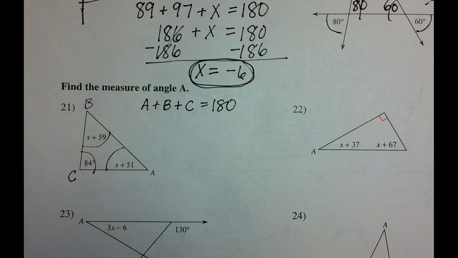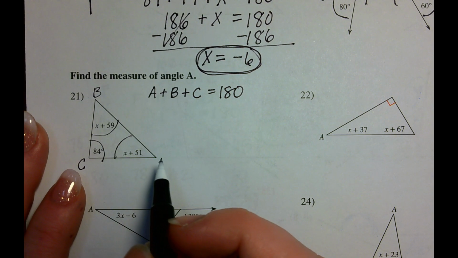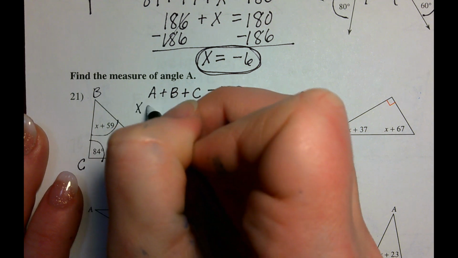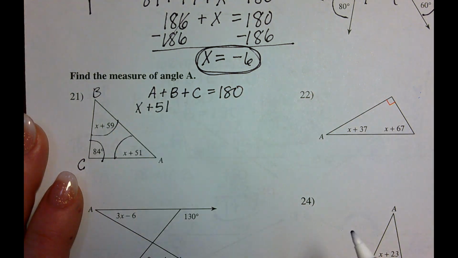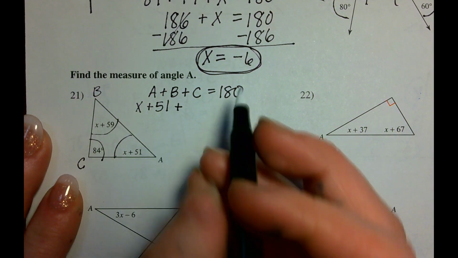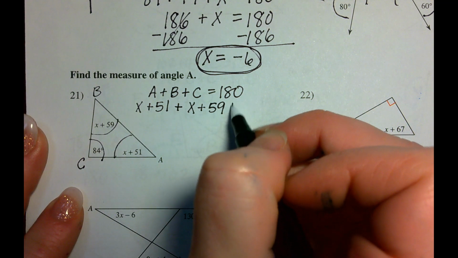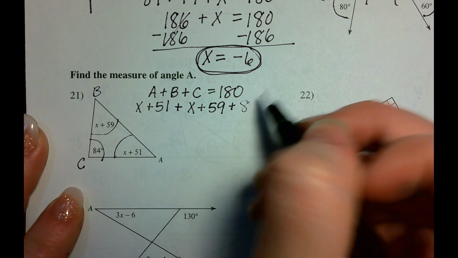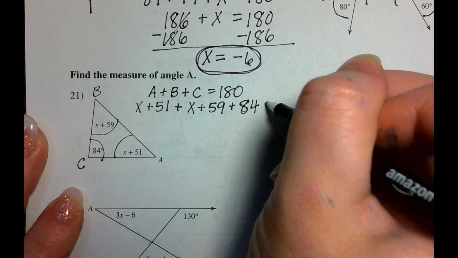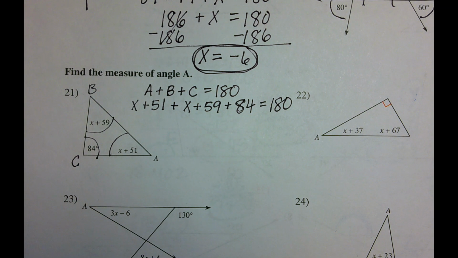Let's just start by plugging these in, okay? So I'm going to write, instead of A, x plus 51, plus my B is x plus 59, plus 84, equals 180. Okay. I'll give us a second to get up to this point because this is a long one.